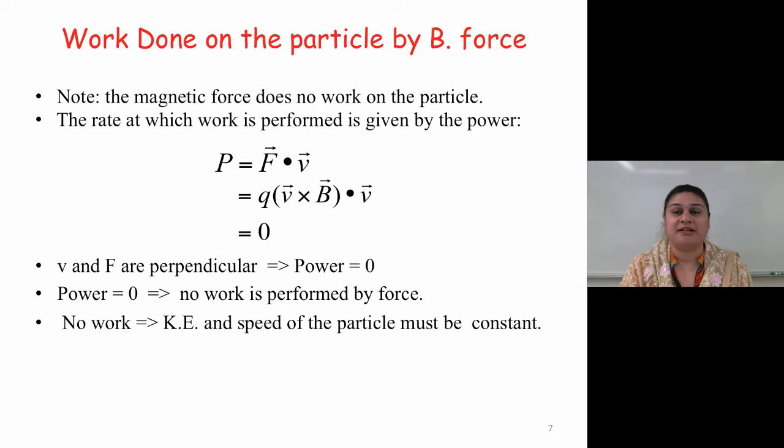Work done on the particle by a B field. Magnetic force does no work on the particle. The rate at which the work is performed is given by power. F dot V equals Q V cross B dot V, and so the total power is equal to 0. V and F are perpendicular. This implies power equals 0. Power equals 0 implies no work is performed by the force. No work implies that the kinetic energy and speed of the particle must be constant.